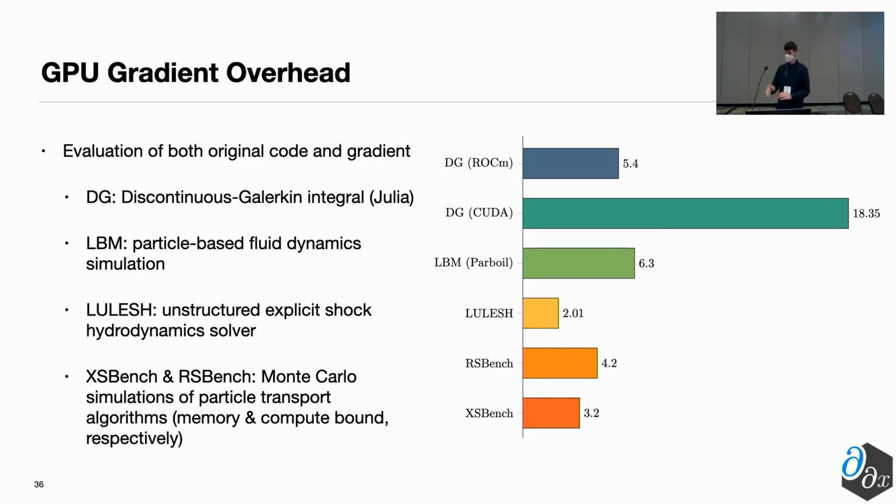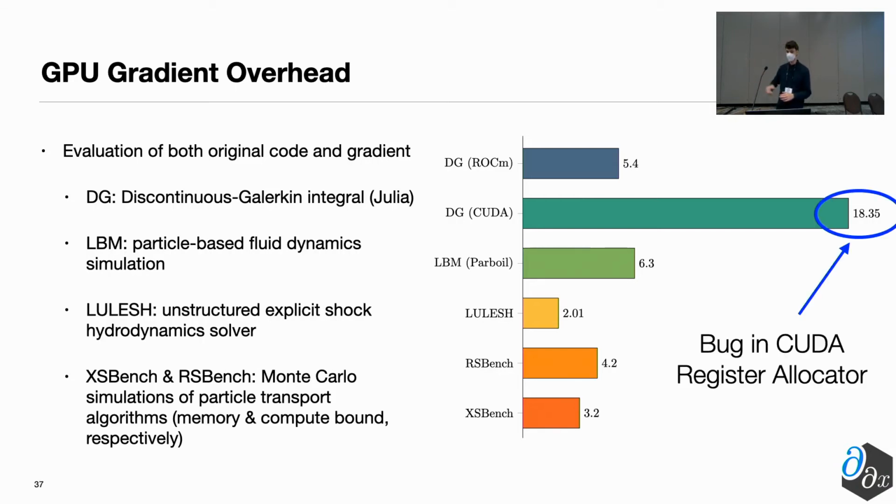So these all tend to be relatively fast, within an order of magnitude of the original program, with, of course, the exception of this DG code for CUDA. This code we happen to run on both CUDA and AMD devices, and we found that the reason there's a relatively large overhead for that one is actually that CUDA has a bug in the register allocator. So if you happen to run it on an AMD GPU, you're OK.